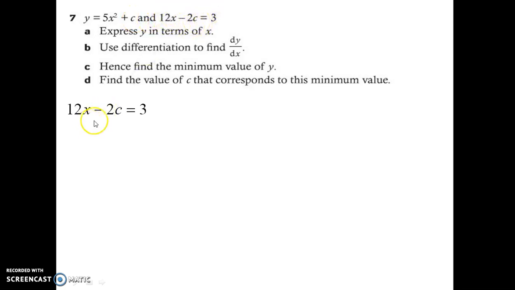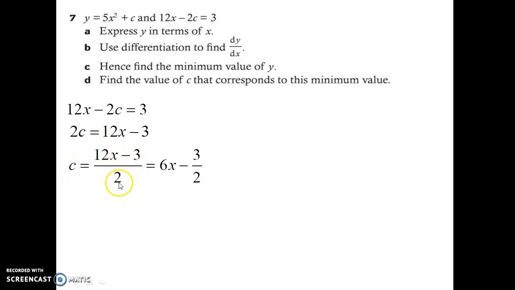So let's do that. Here's our second equation. We need this c to disappear. So let's solve this one for c. I moved 2c to that side and 3 to this side. I'm going to divide by 2. So divide all this by 2. 12 by 2 is 6. I can rewrite that like that. Divide is 3 over 2. We'll leave it like that.